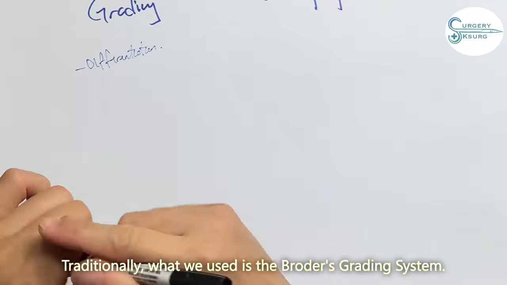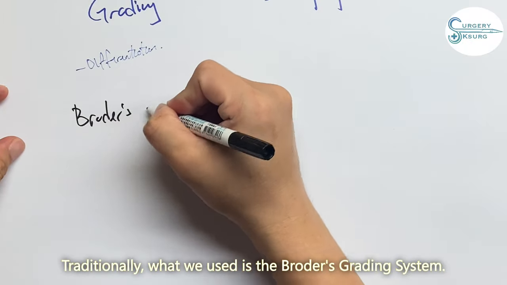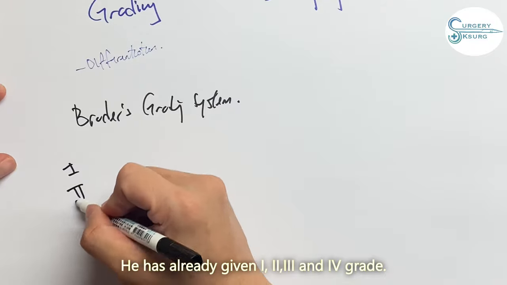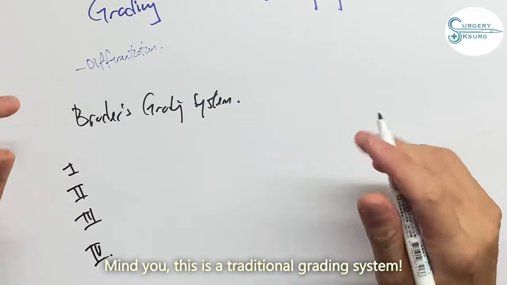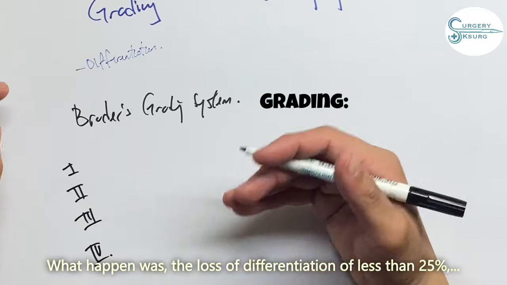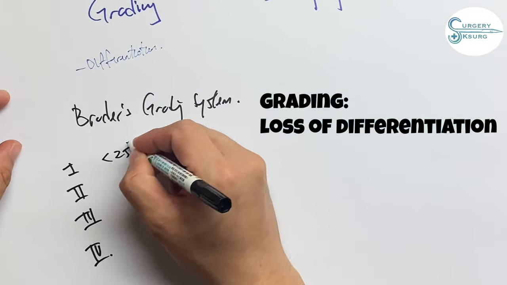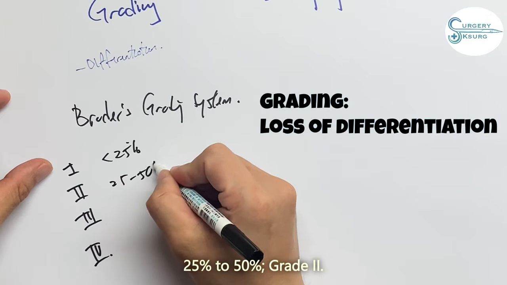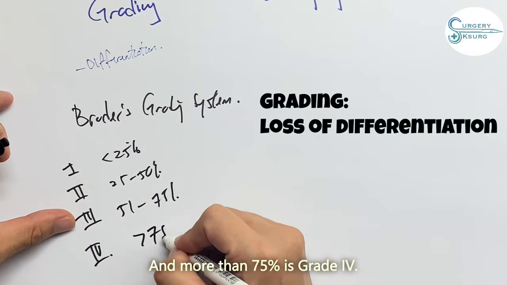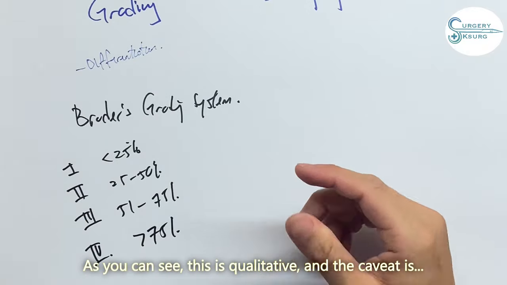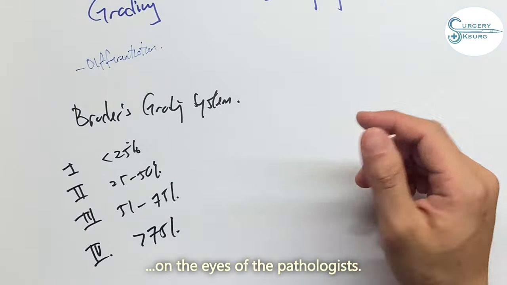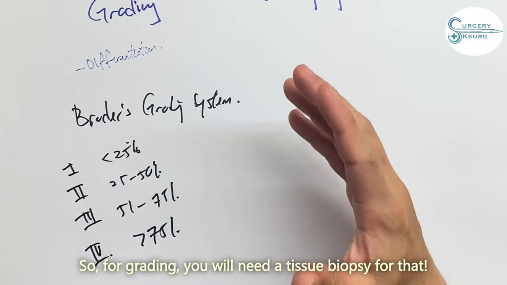Traditionally, what we use is the broadest grading system. It has grades 1, 2, 3, and 4. Mind you, this is a traditional grading system. So the loss of differentiation of less than 25% is grade 1, 25 to 50% is grade 2, 51 to 75% is grade 3, and more than 75% is grade 4. As you can see, this is qualitative, and the caveat is that it is in the eyes of the pathologist. So for grading, you will need a tissue biopsy.